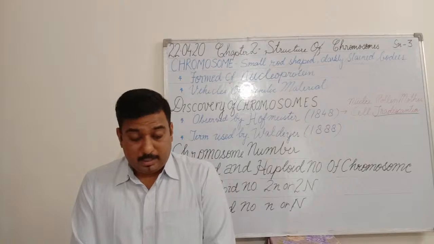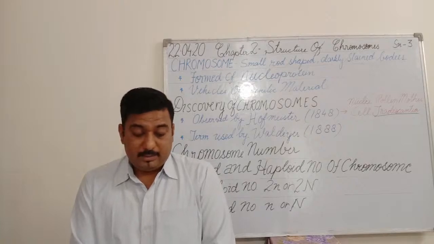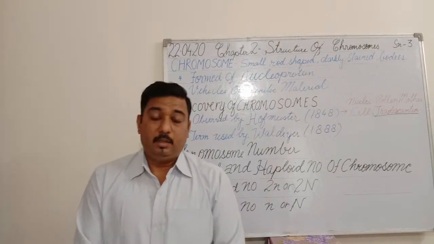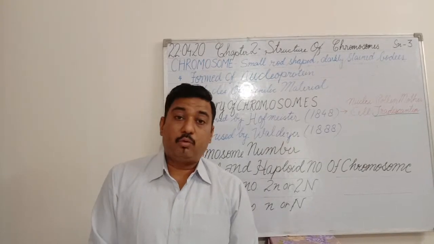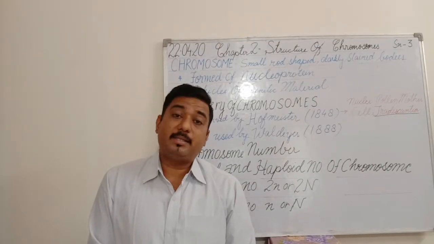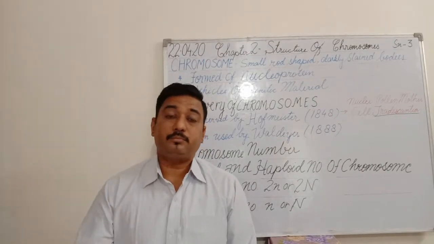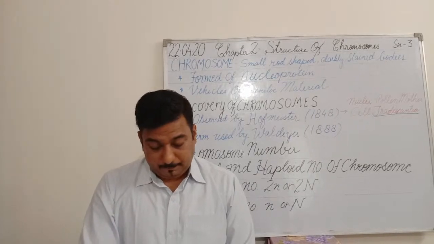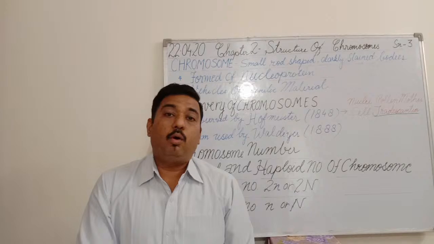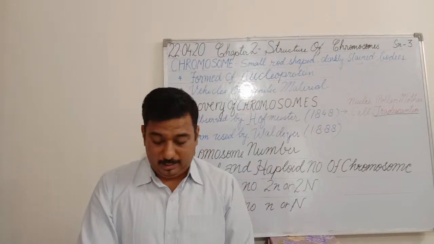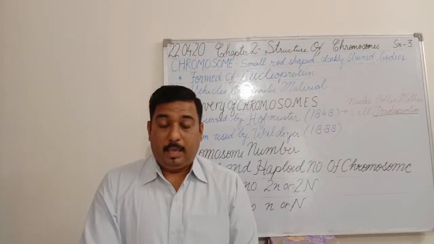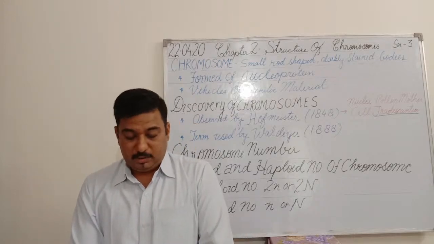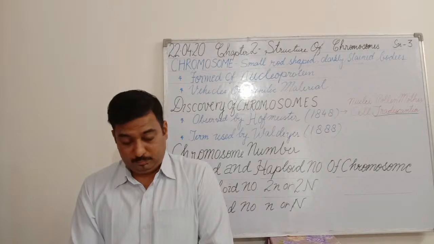Next one is rice. The botanical name is Oryza sativa. The diploid number of chromosomes present in rice is 24. Wheat. The botanical name of wheat is Triticum vulgare, and the diploid chromosome number present here is 42.